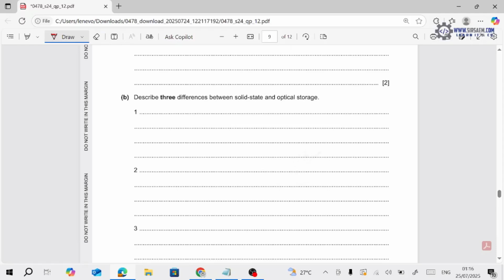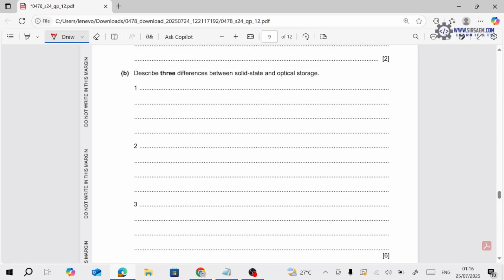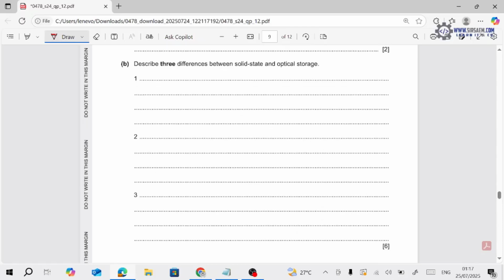Okay, describe three differences between solid state and optical. Yeah, verbally I can discuss. First, solid state consumes less electric current. Second, solid state takes less space. Third, solid state works really fast. Also, solid state can store more data, and vice versa, optical storage cannot.